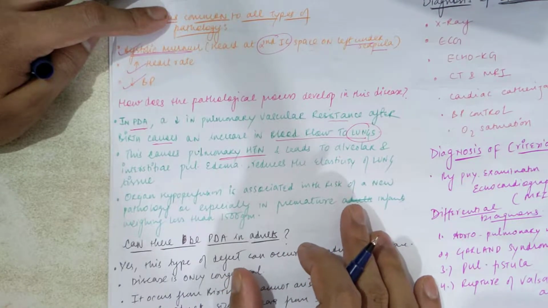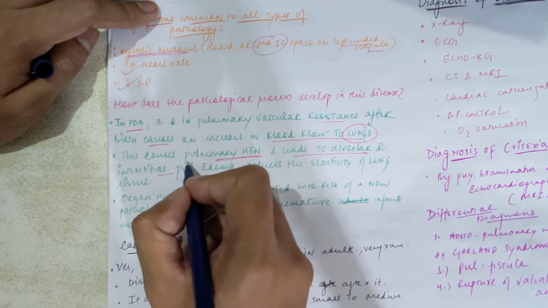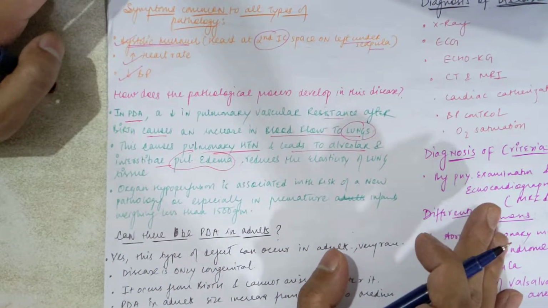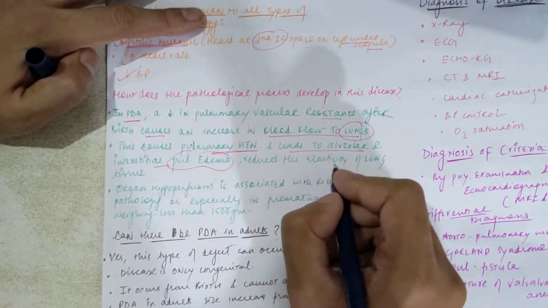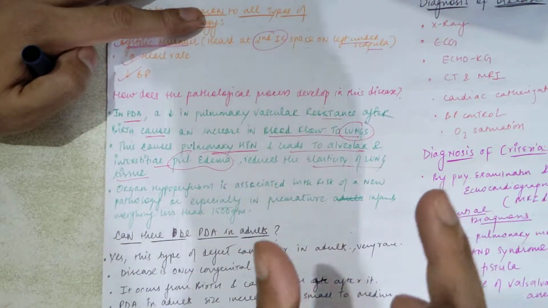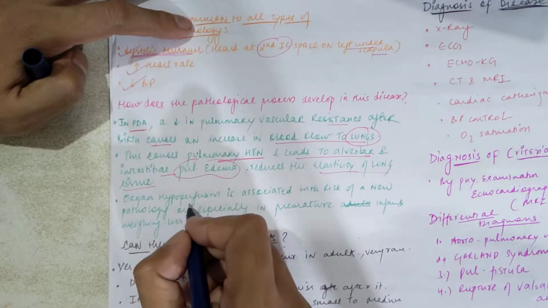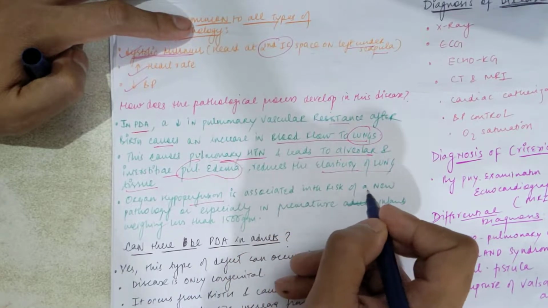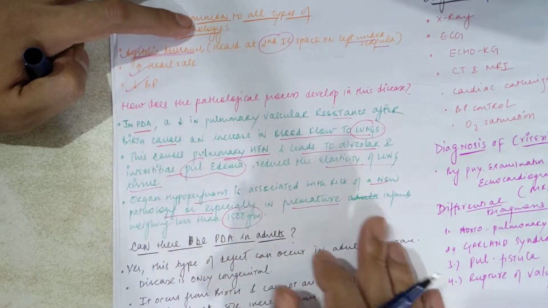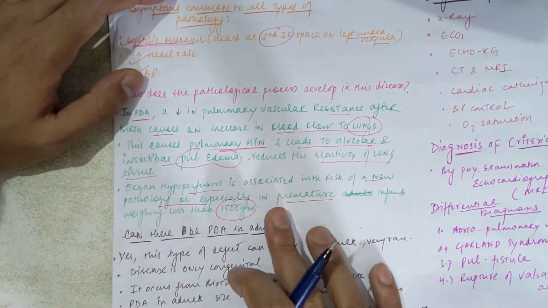So pulmonary hypertension occurs due to increase in pressure and leads to alveolar and interstitial pulmonary edema. Due to accumulation of blood, that is fluid, it can lead to edema, and it reduces the elasticity of the lungs and tissues. So now the lungs cannot expand fully due to accumulation of fluid. Now organ hypoperfusion occurs, with a risk of new pathology, especially in premature infants weighing less than 1500 grams. So there is a decrease in the perfusion pressure to the organs.